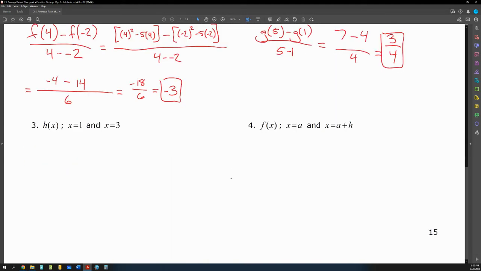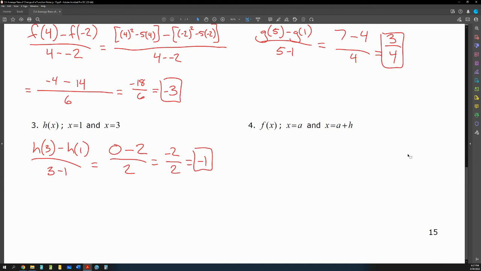So finding average rate of change, we have h of 3 minus h of 1 all over 3 minus 1. Well, h of 3 we found to be 0, and h of 1 we found to be 2. And then 3 minus 1 is 2. Evaluating, we get negative 2 over 2, or negative 1.